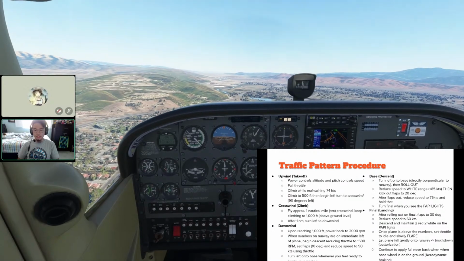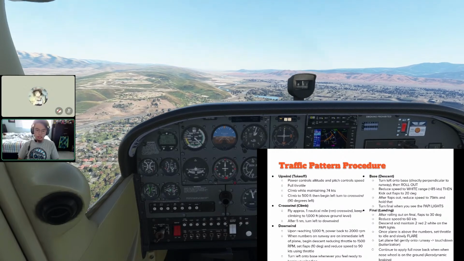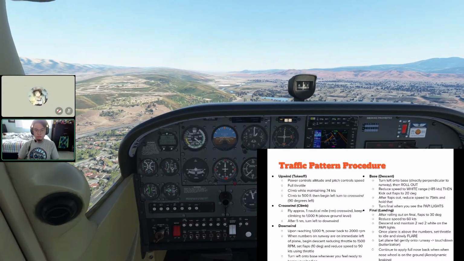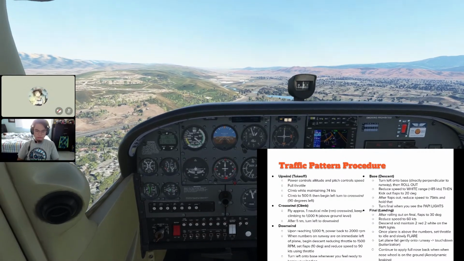And once you get to 1500 RPM, you will see that your airspeed is going to drop. Now, I don't want you to let your airspeed drop. And how do you do that? Well, in order to not let your airspeed drop, you push your nose down. I want you to descend at about 85 knots.